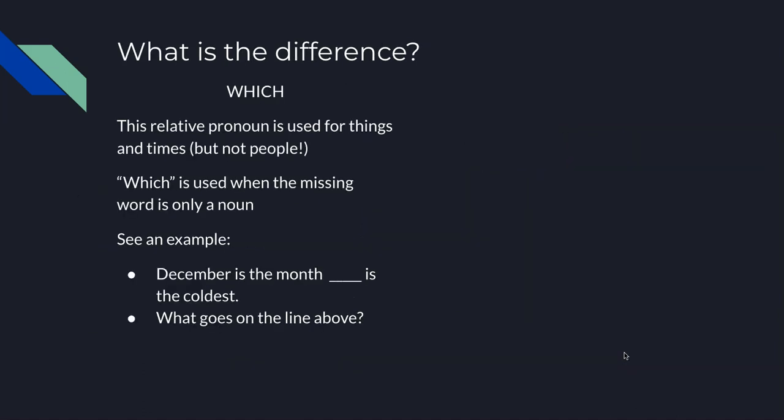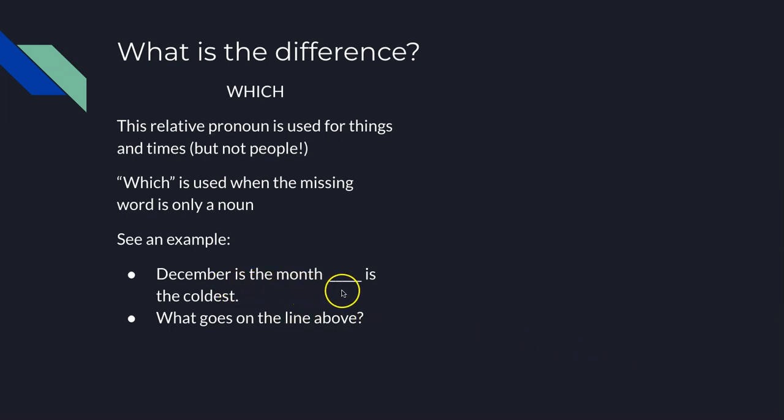Okay, but now let's take a look at the difference between which and when. So as we said before, which is something that is used for things. Things includes time. We can use which when we are talking about time. But again, only when the missing word is a noun. Look at this example here.